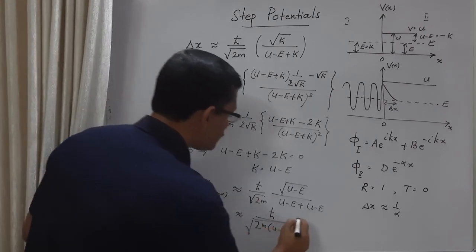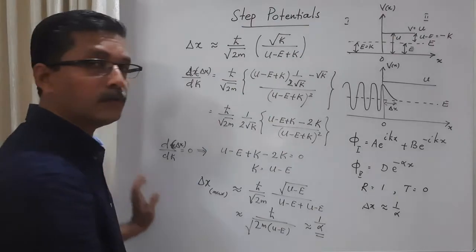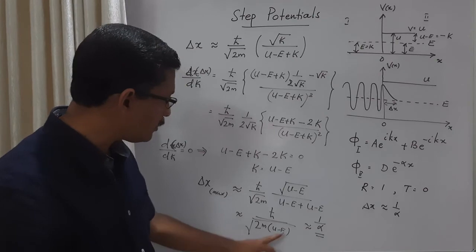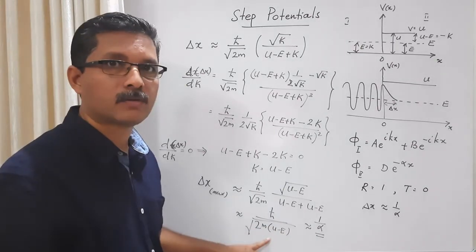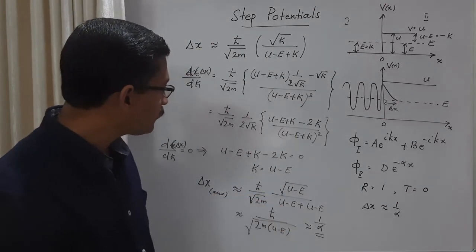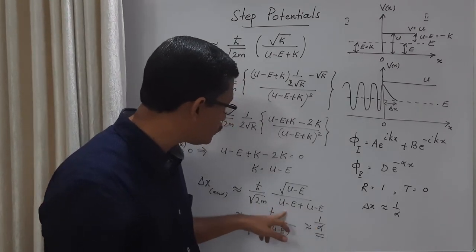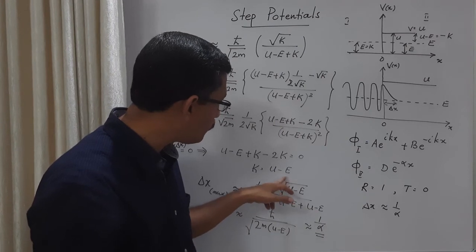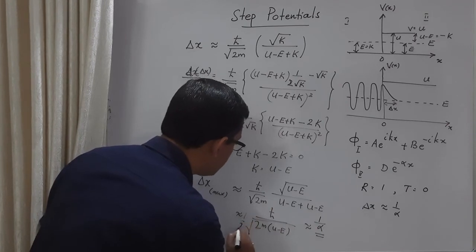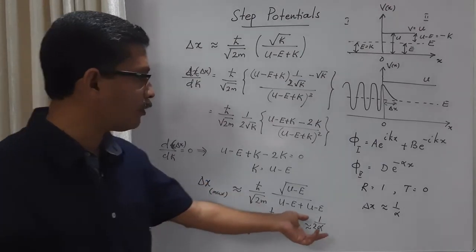And this value is the same as 1 by alpha. So of the order of 1 by alpha. H cross by 2m into u minus e. Remember the expression for alpha, square root of 2m by h cross square into u minus e. If you take that h cross to the numerator, we get this. So there is a 2 also here, right? U minus e plus u minus e will be 2 times u minus e, and one root will cancel. So there is an extra 2 here, 1 by 2. So we get 1 by 2 alpha. So maximum value of delta x is of the order of 1 by 2 alpha.